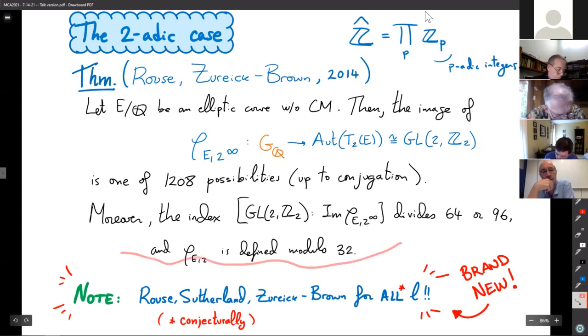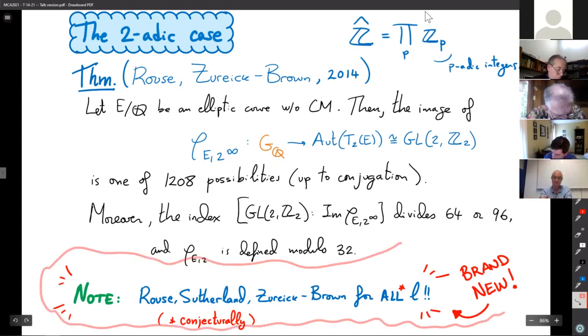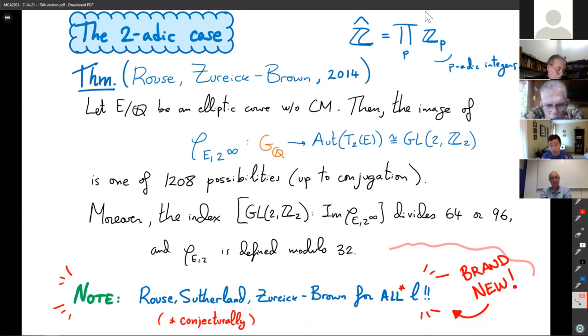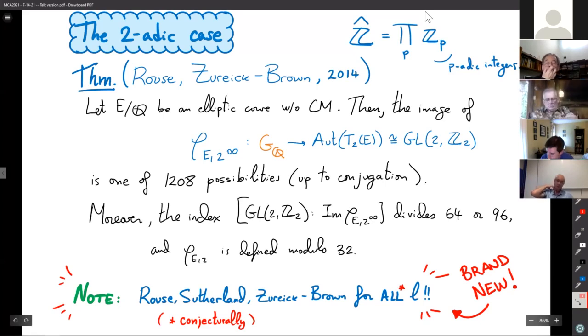More recently, this is really brand new, amazing research. Rouse, Sutherland, and Zureick-Brown have a database, a conjectural complete list of all l-adic Galois representations. Conjecturally, we still have to assume Serre's uniformity, and there are a couple of other images that they have to assume none of those types exist, but they are very concrete images that might or might not happen. Those are also just a small finite list. So in any case, we know a lot about what happens l-adically.